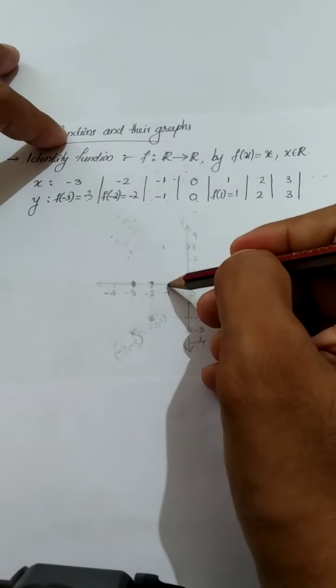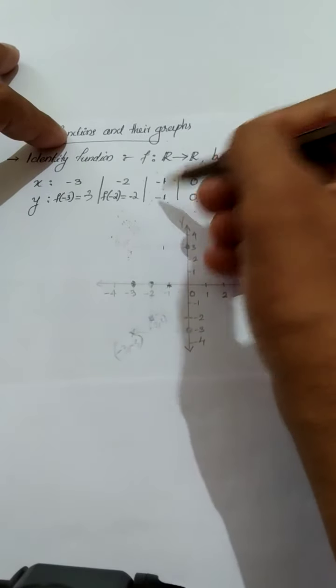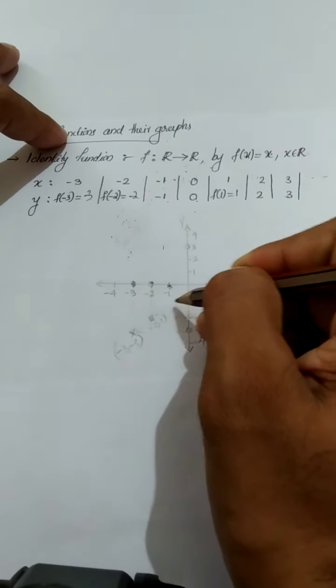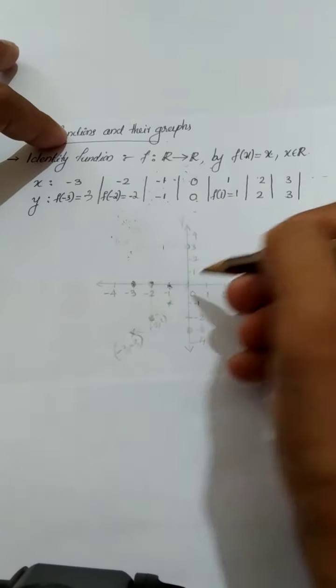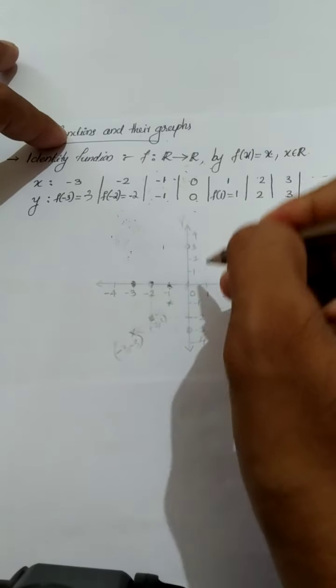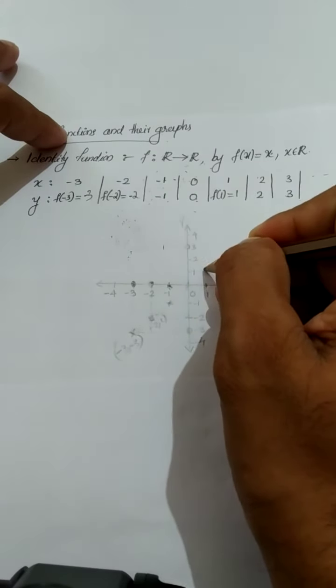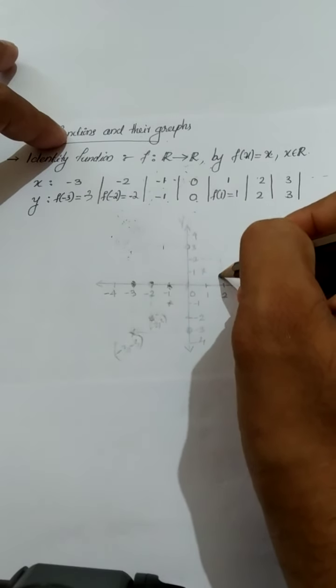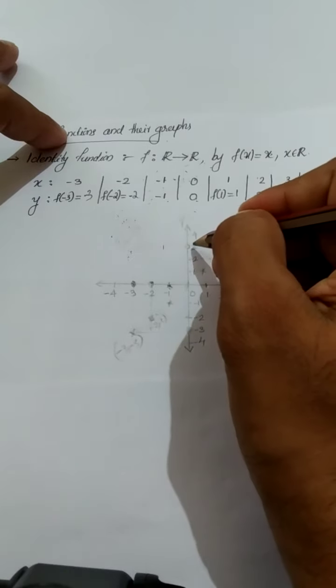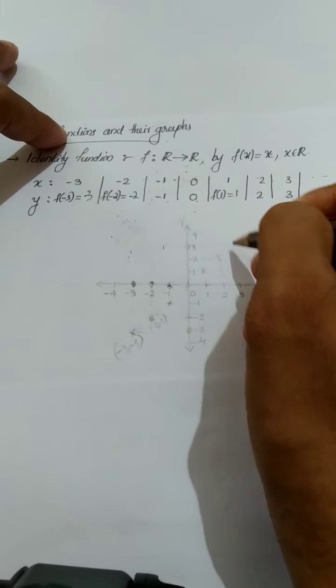What about minus 1? The image of minus 1 is minus 1. So this is the intersecting point, minus 1. And 0 is again 0. The image of 1 is again 1. So this is the point 1. This is the point 2. And this is the point 3.